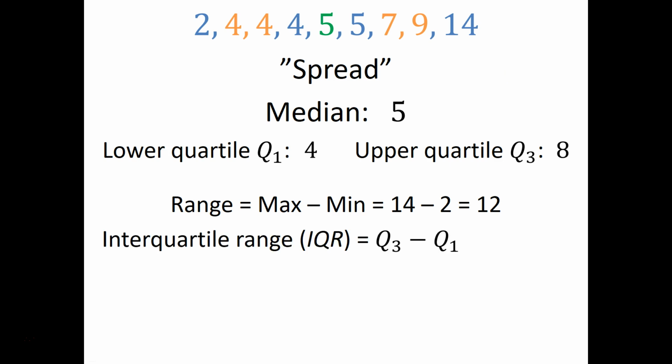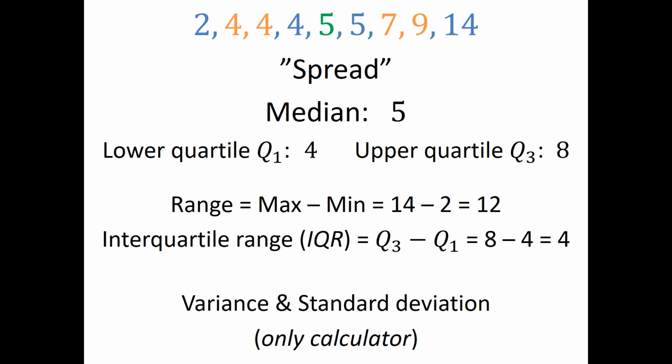You can also do the interquartile range, which is the difference between the upper and lower quartiles. So that's going to be 4 in this case, because from 4 to 8 there is a gap of 4. And these are the basic 2, and then we're going to work with something called variance and standard deviation, but we're only going to do that using a calculator. We're not going to calculate that by hand because it's sort of a messy calculation. And I'm going to show how to do that in another video.